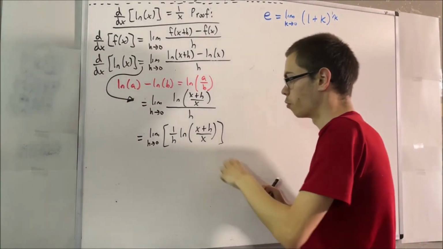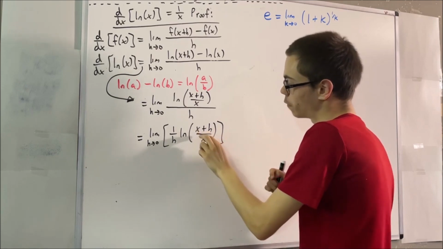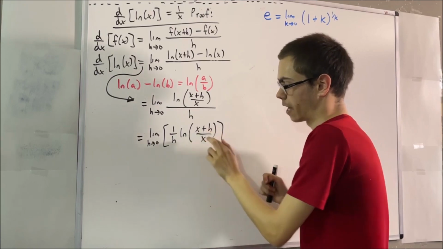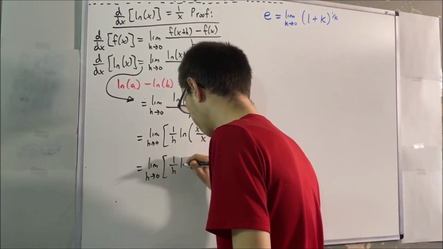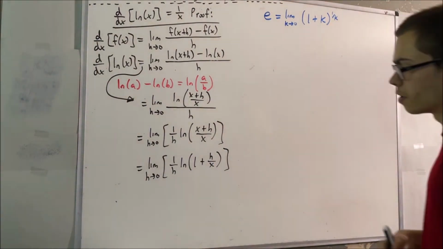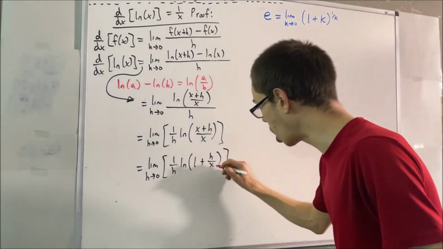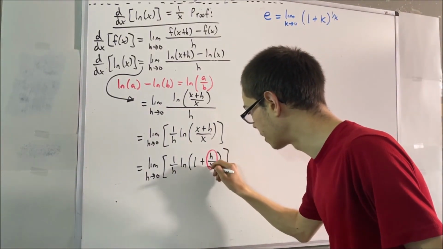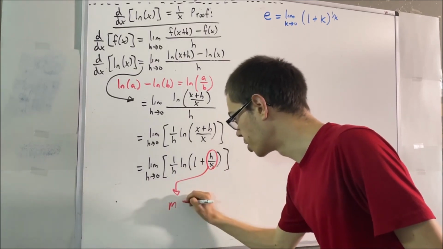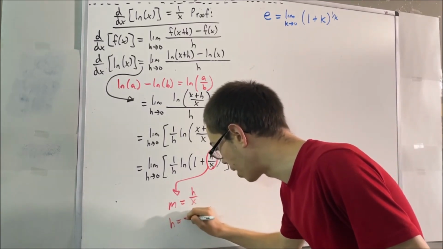And notice we have (x plus h) over x. Well, we can re-express this as x over x plus h over x, which is really just 1 plus h over x. So this is our limit. Then what we're going to do at this point may seem a little weird, but we're going to call h over x a new variable m. So m is equal to h over x. Therefore, h is equal to mx.